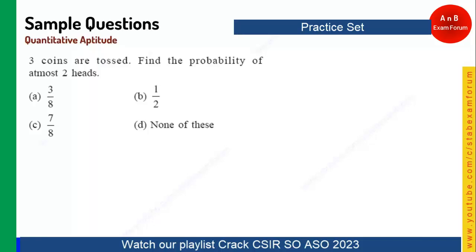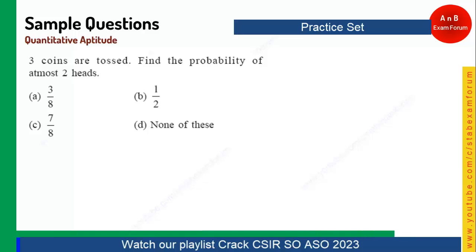A very good question from the probability. Last September, 2-3 questions have come from probability as well. Let's see this question. So 3 coins are tossed. Find the probability of getting at most 2 heads. Okay, so let's see. Let's first make a sample space of it. So there are 3 coins.